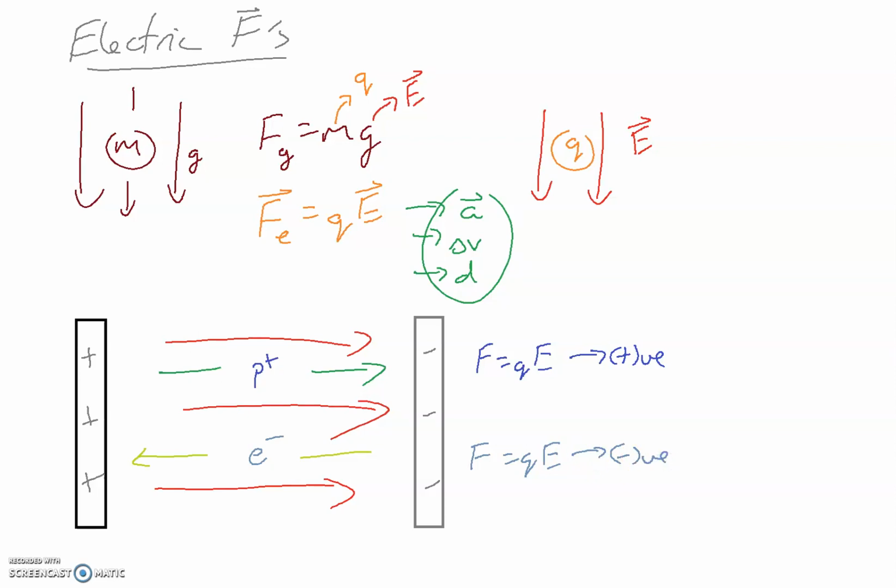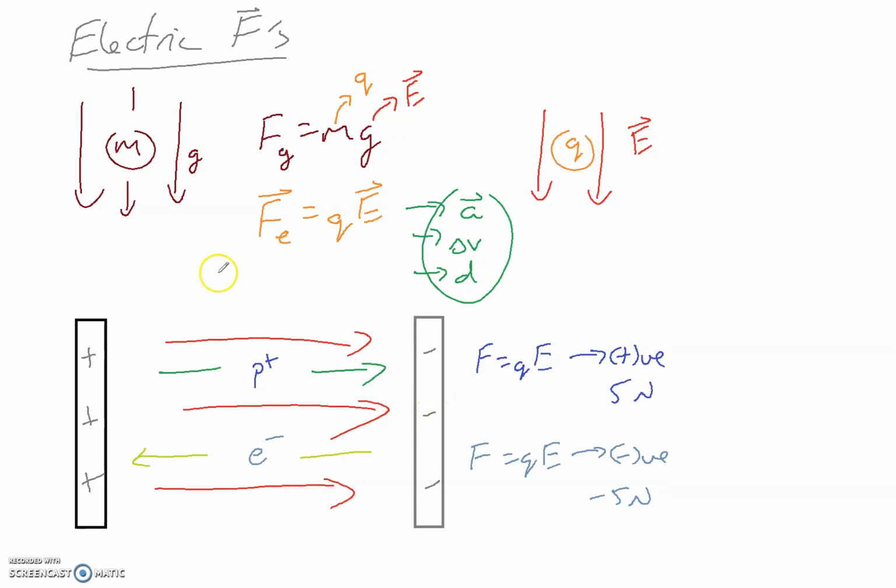So let's just make up numbers. Let's say the force on the proton was 5 newtons, okay? And for the electron, it was negative 5 newtons. Now, what does the positive negative actually mean? Well, it doesn't actually tell you what direction it's going.